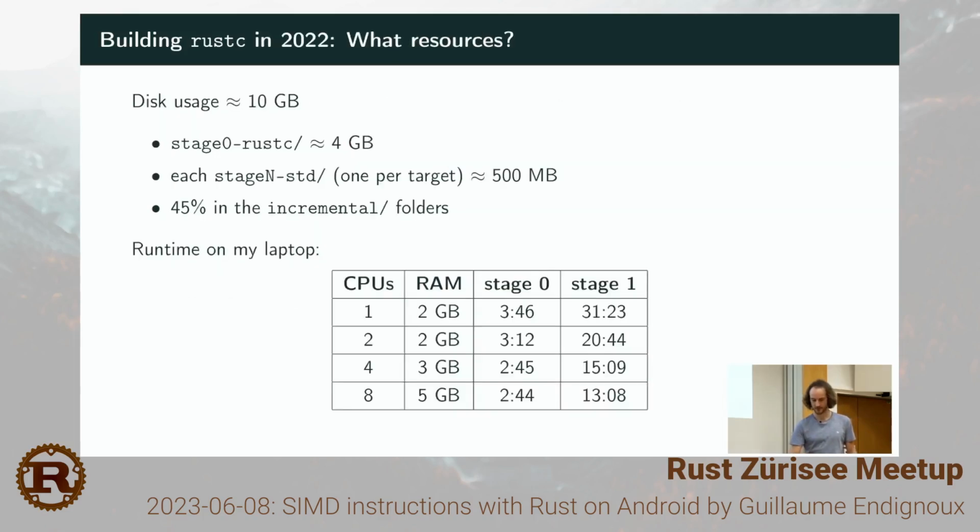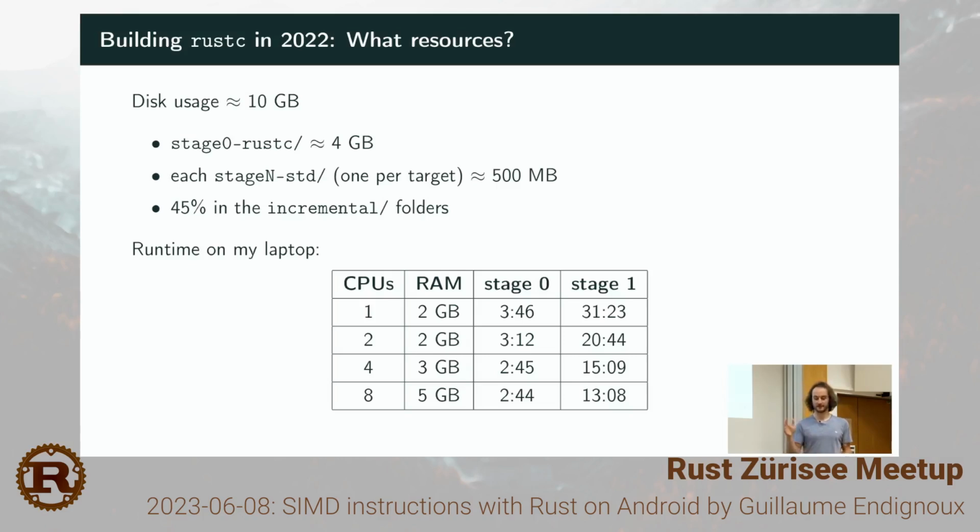So yeah, I found it insightful that building Rust C doesn't require that many resources. I did some statistics and experiments about that. In terms of disk, for my setup of just targeting Android, I just needed 10 gigabytes of disk.